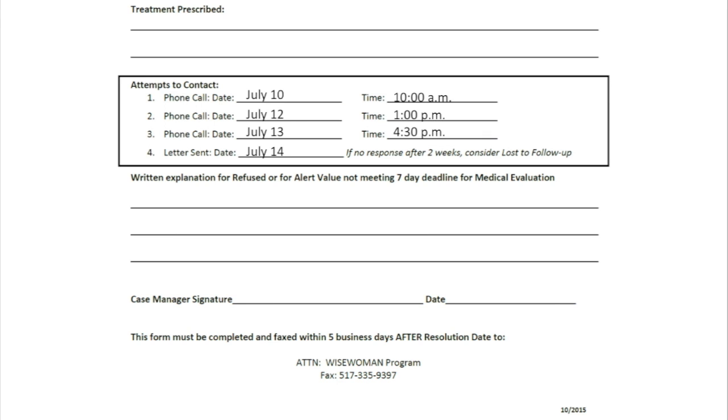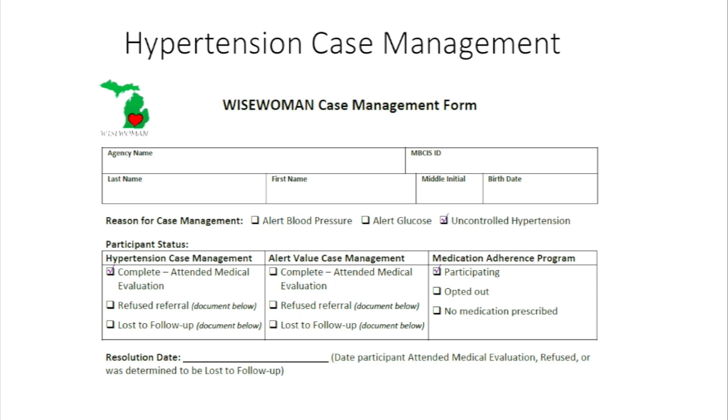At that point, you're going to send her a letter, and then if you don't get a response from her in 2 weeks, you're going to consider her lost to follow-up. And what you would do here, let's go back to the top part of the form, the resolution date in that case would be July 28th. You sent the letter on July 14th. She's not determined to be lost to follow-up for 2 weeks.